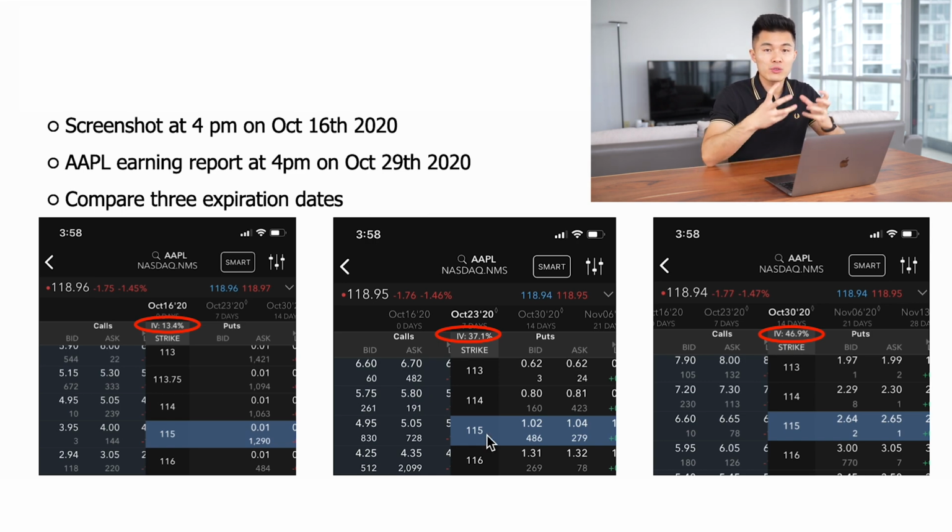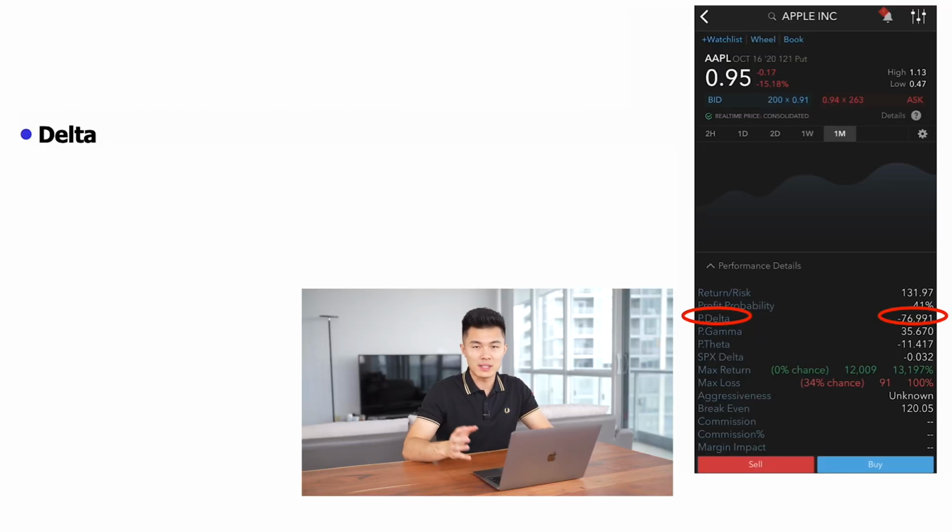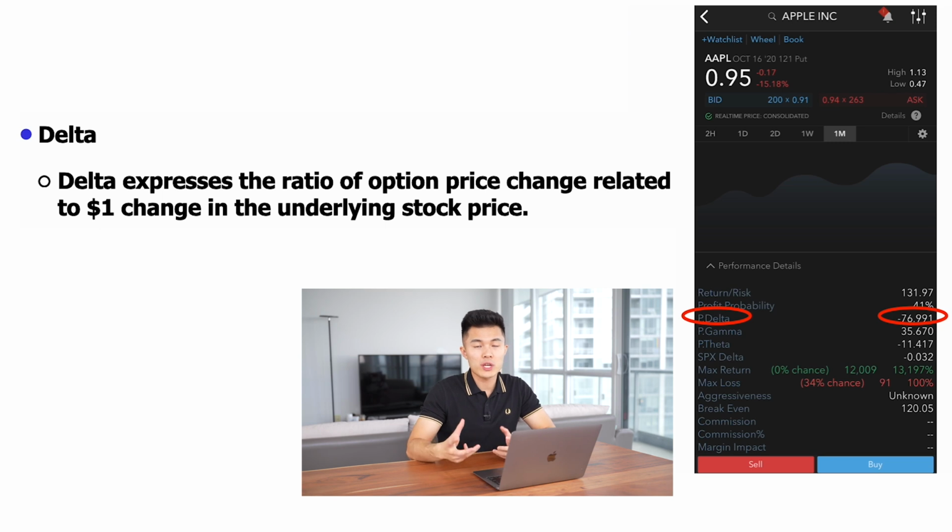So now that we learned all the new terminology that you need to start trading options on top of stock investing, we're going to introduce the last two most important Greeks that you need to know. Really the only two Greeks that you need to know to start as a beginner in trading options. These two are delta and theta. The first thing is the delta. Delta expresses the ratio of change between the underlying stock and the option price. For example, if the delta is 0.5, that means if the stock price goes up by $1, the option price will go up by $0.5.